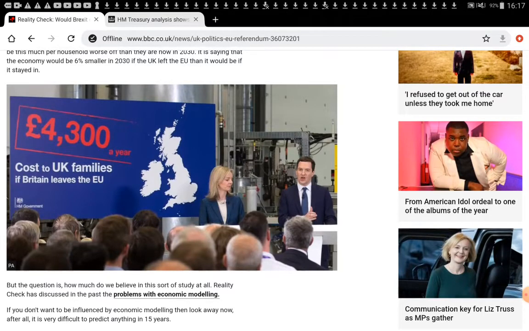Now the problem here is that they've conflated GDP per household with household income. So the £4,300, what they've done at the time, is take the forecast for GDP for leaving the EU compared to if we'd stayed in the EU, and then divided that by the number of households. But of course the poster presents it as though each family is somehow going to be £4,300 a year worse off, which is clearly not the case, because household income is lower than GDP per household, and obviously every household is different anyway with its income.